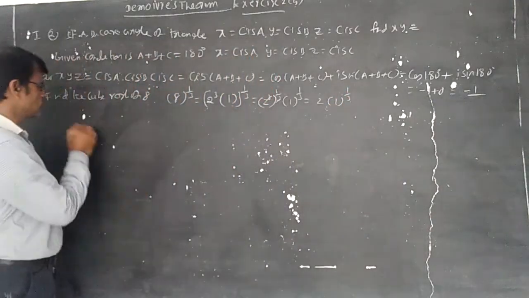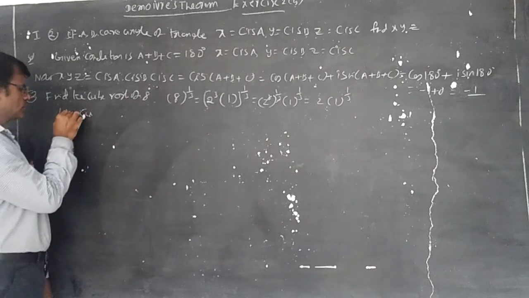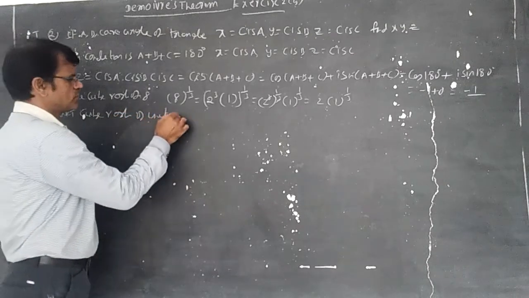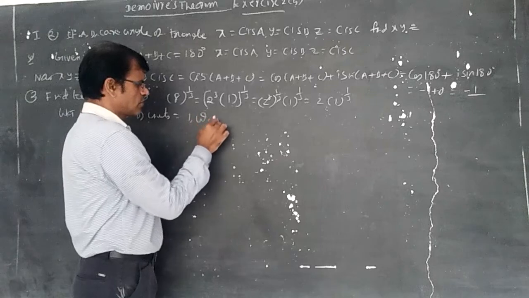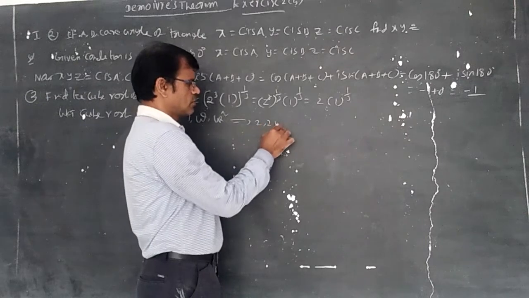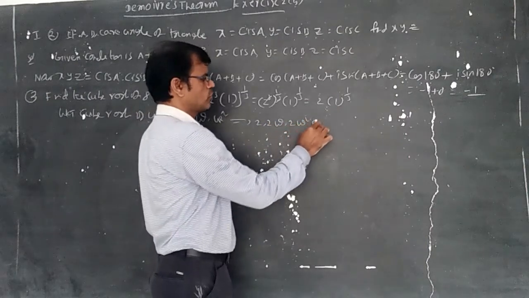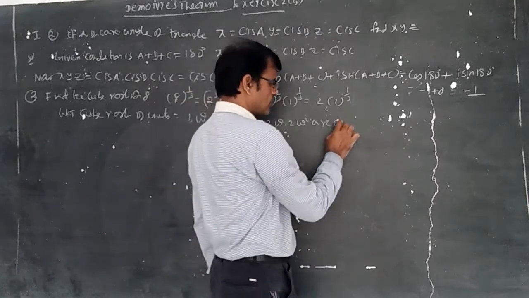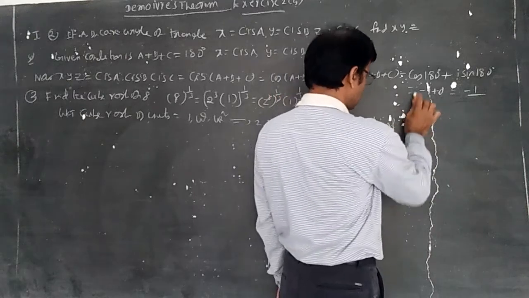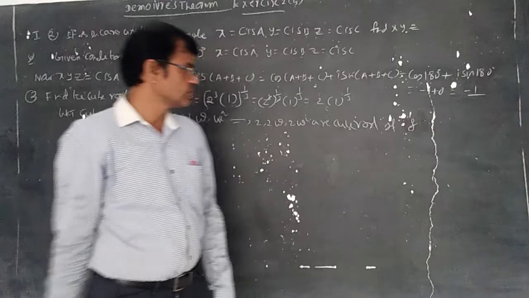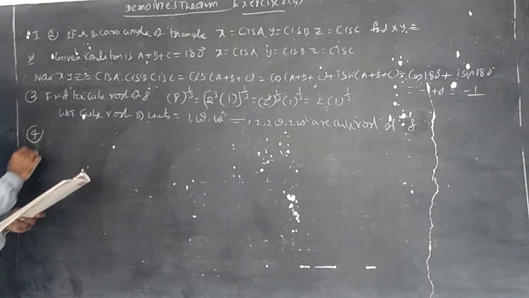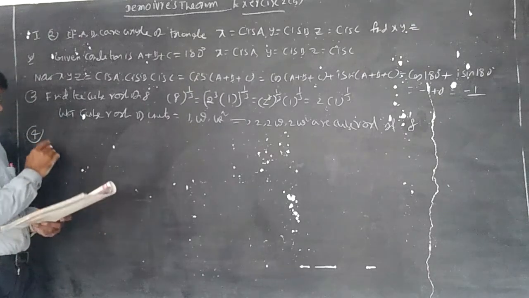1 power 1 by 3 means the cube roots of unity. We know that the cube roots of unity are 1, omega, omega square. That implies directly you can write 2, 2 omega, 2 omega square as the cube roots of 8. Fourth one, first and second, try to do as homework, otherwise you can ask me.